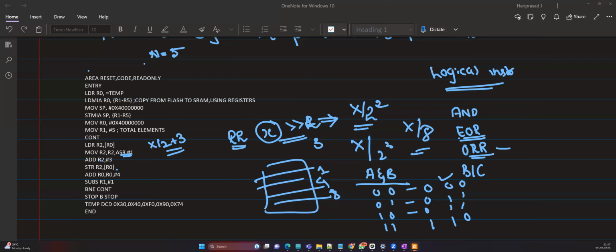The bit clear is a little tricky. If I say BIC R0 and R1, what it does is R0 AND NOT of R1. It does this operation: R0 and not of R1, a bitwise NOT.